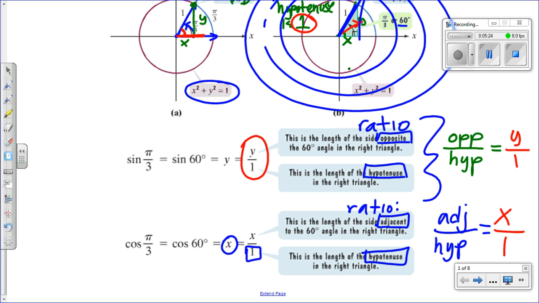So the reason that we were just using x and y is only because the radius was 1. Now we're going to consider opposite over hypotenuse, adjacent over hypotenuse. So, are you guys ready to see it with triangles? Yes? Ready or not?